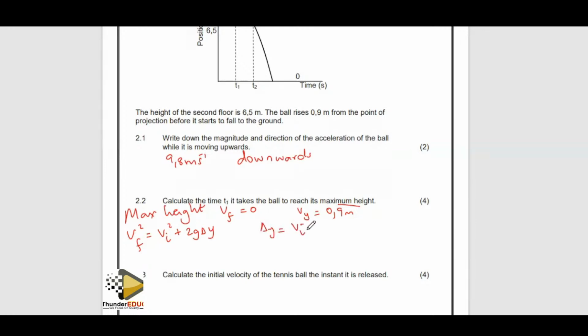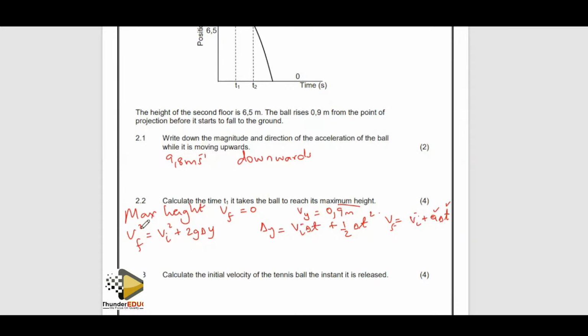This is Vi delta t plus a half a delta t squared. And then Vf is Vi plus a delta t. I have that. Do I have the initial velocity? No, I have the initial position. It's not going to make sense. So which means I need to first of all get the initial velocity.